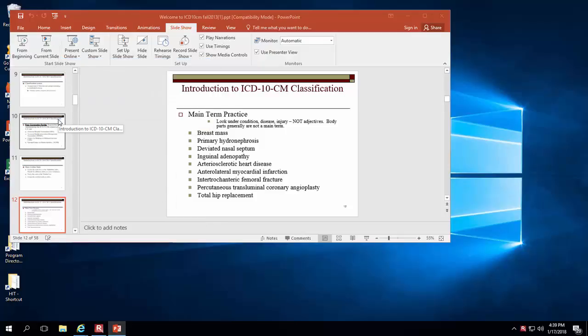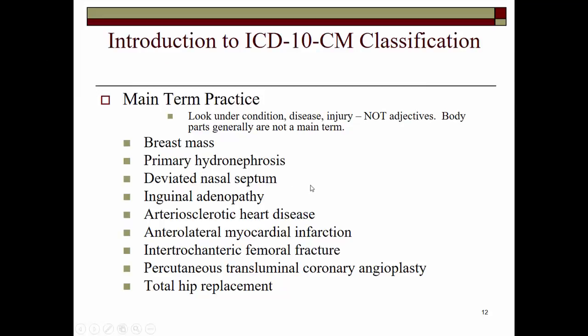Hello, this is a short recording on the concept of a main term in diagnosis coding. So, when we are looking at medical record documentation in a chart, we're going to see all sorts of different diagnoses, and I have here on the screen just a handful of different diagnoses like breast mass or primary hydronephrosis, deviated nasal septum, inguinal adenopathy. Okay, so those are a few there at the top.